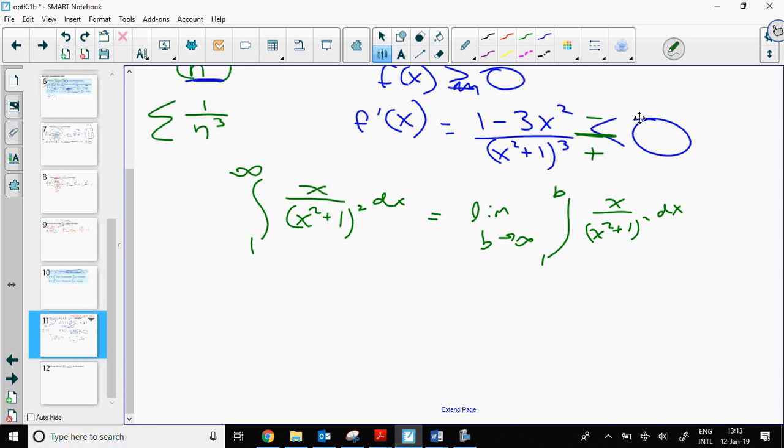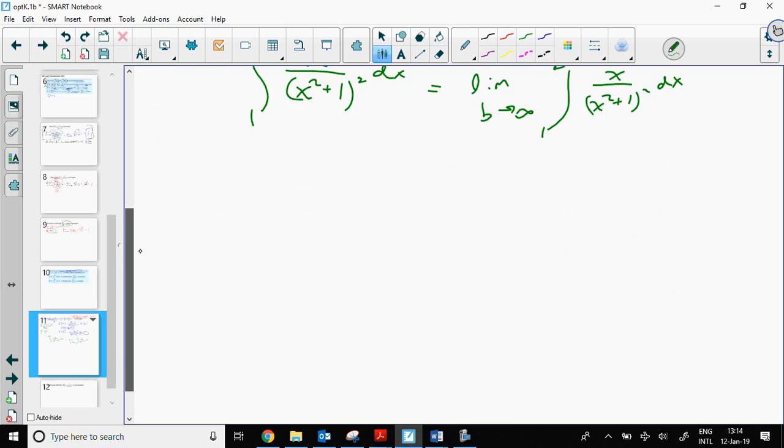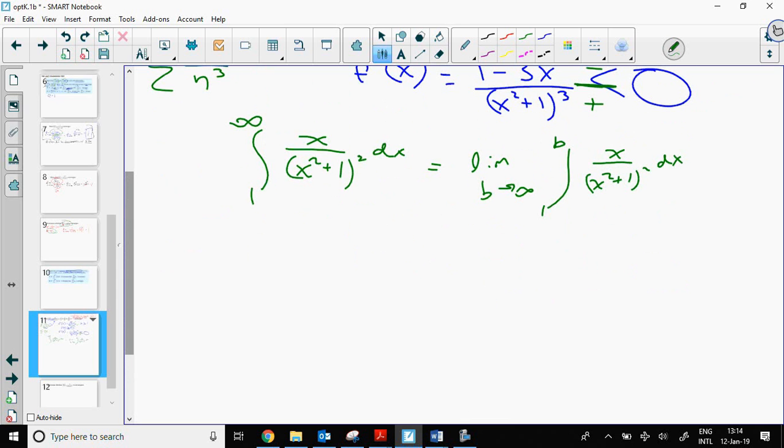So that was going to be the integral from 1 to infinity of the function that we're dealing with, which is really going to be the limit as some variable b goes to infinity of the integral from 1 to b. And then to evaluate that particular integral, we're going to need to use u substitution. So we're setting u equal to x squared plus 1, which gives du is equal to 2x dx. So half of du is equal to x dx.